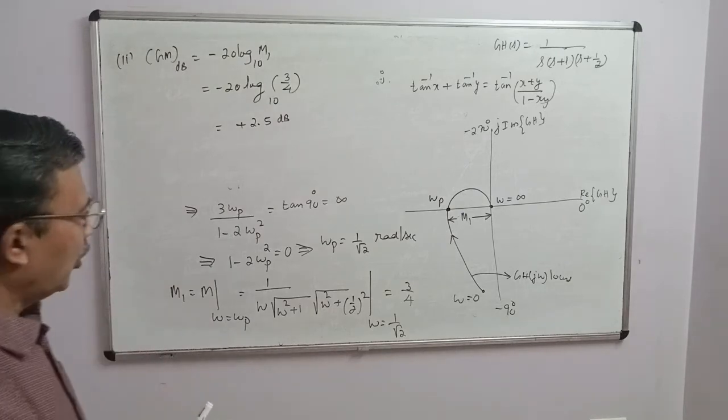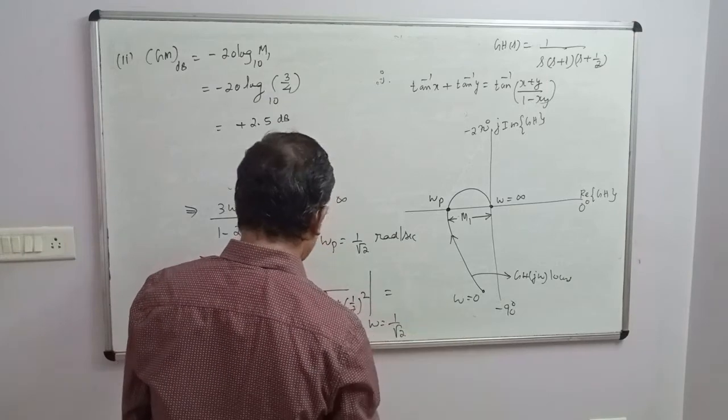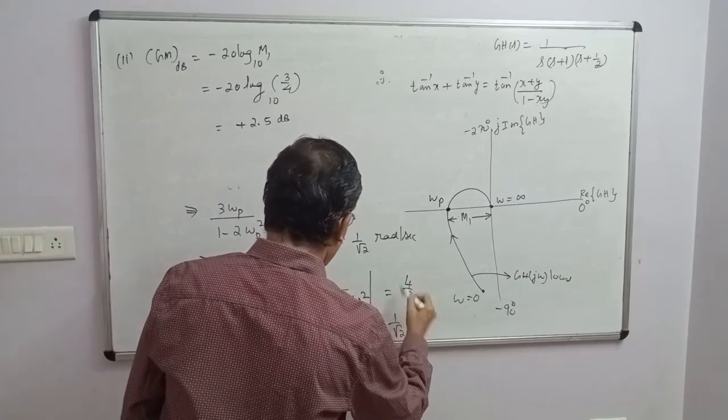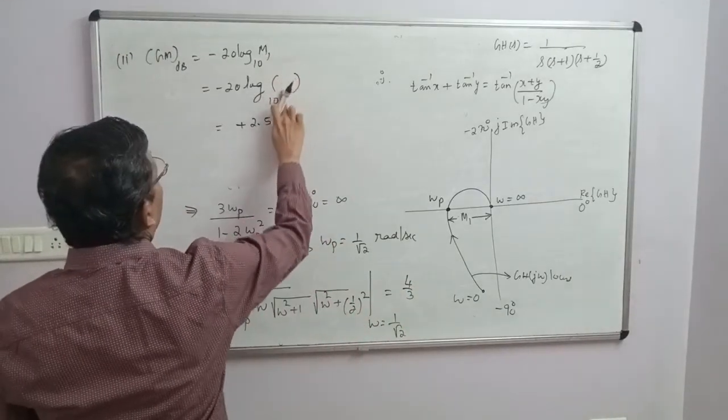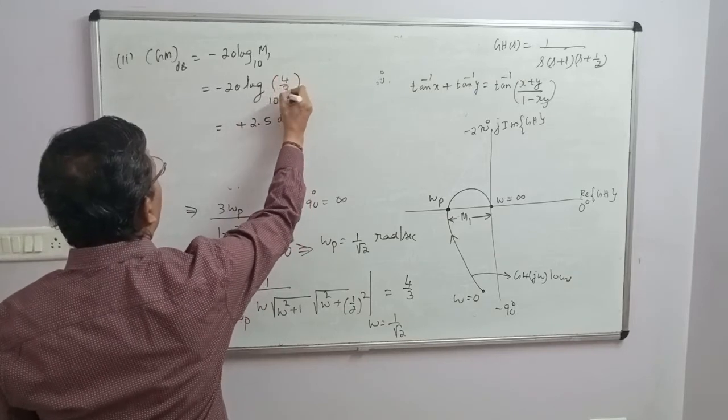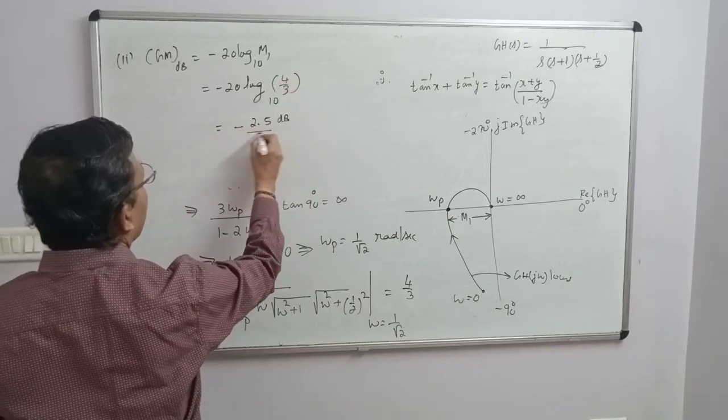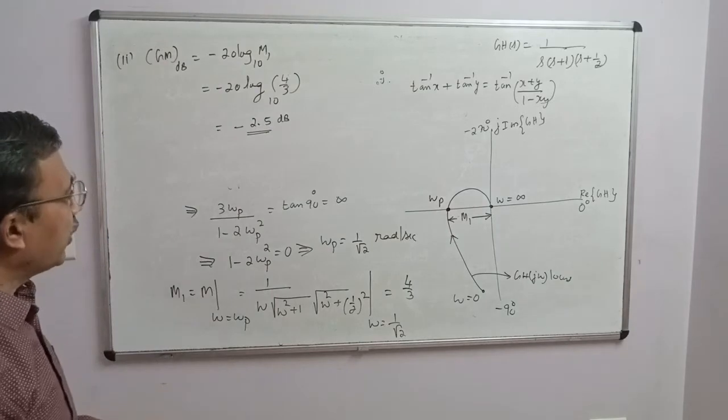Sorry, I think there is a small mistake. This is 4 by 3. So this is 4 by 3, and this becomes minus. Please check the answer. Minus 2.5 dB.